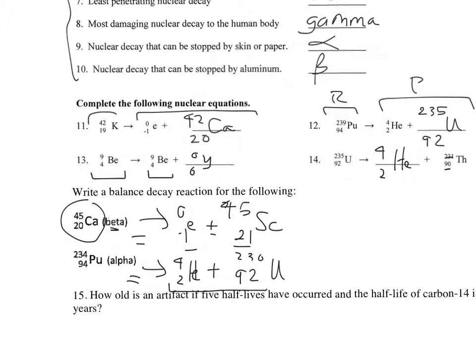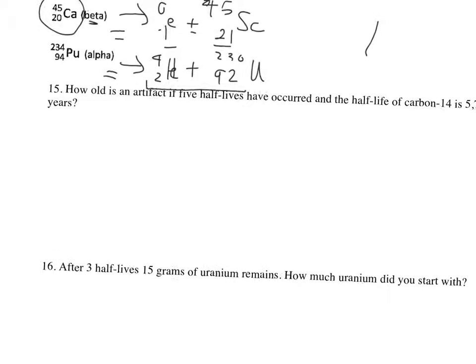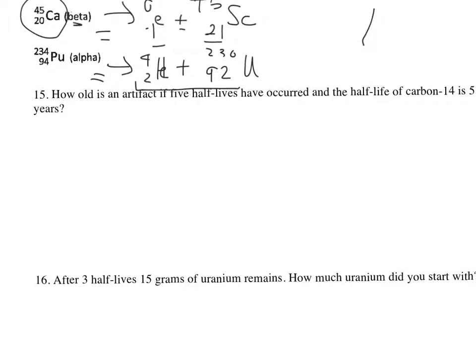My next problems are really focused on half-life problems. Here what I'm going to be doing is trying to figure out how old an artifact is if 5 half-lives have occurred, and the half-life of carbon is 5,730 years. So for this problem, really, I'm just focused on two things. I'm focused on the half-life and the time. I'm not given an amount, and I don't really care about that.